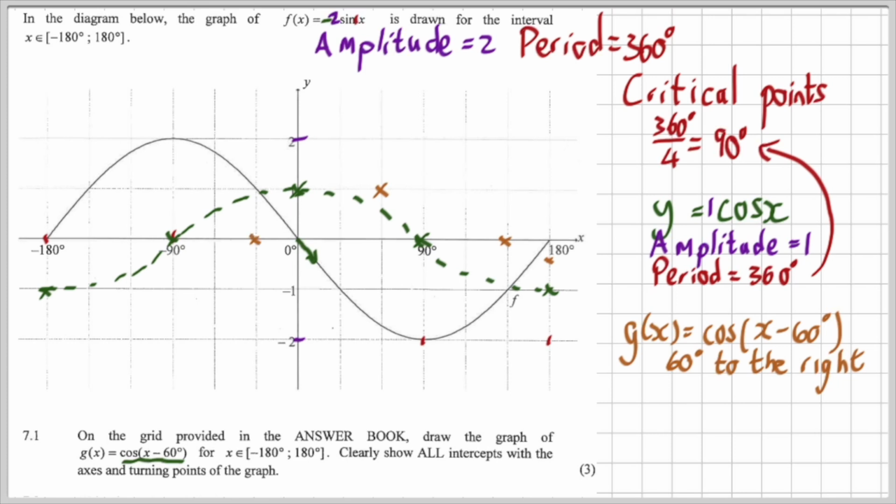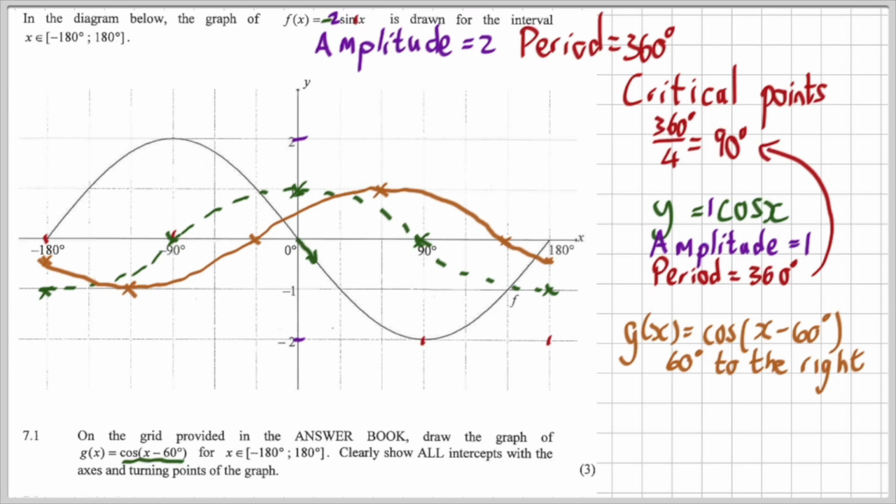Then my negative 90 moves to negative 30 and 0. And my negative 180 moves to negative 120. And then it's going to end up there. So if I draw my graph, it is going to look like that in orange.